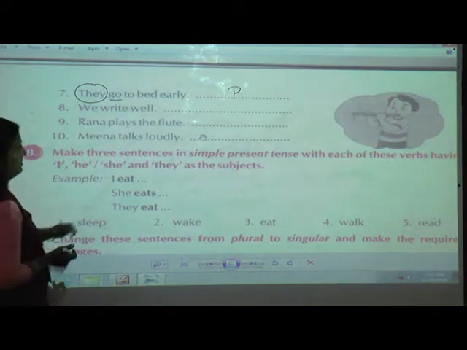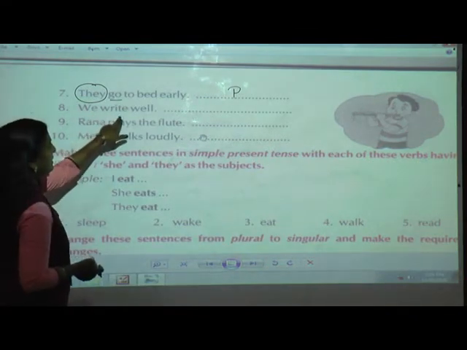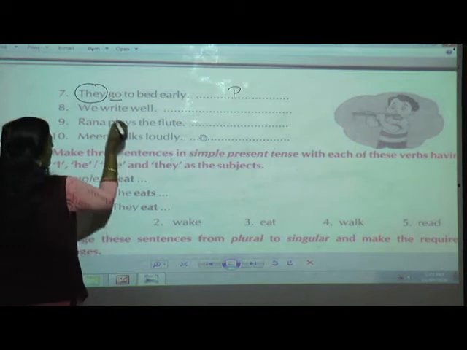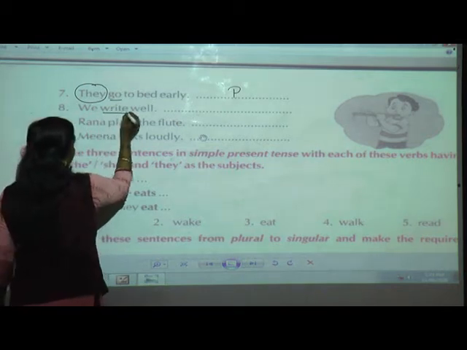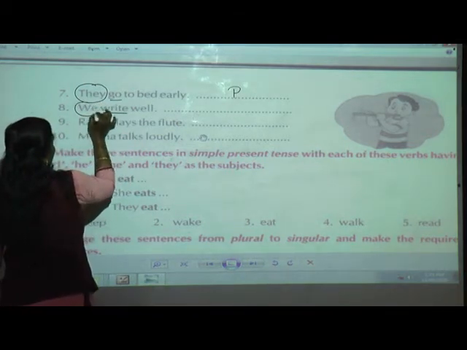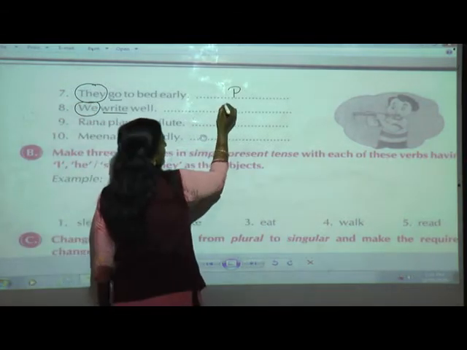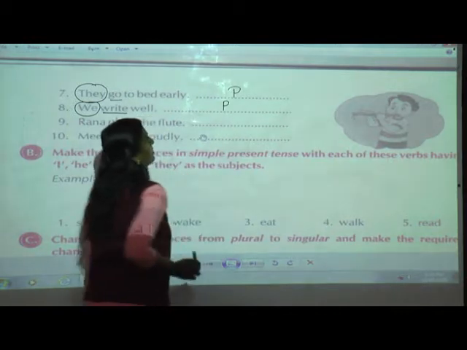I hope that I am not fast. We write well. Again I will repeat, we write well. What is the verb over here? Yes, write. What is the subject? We. So what is we? Singular or plural? Exactly, it is plural.